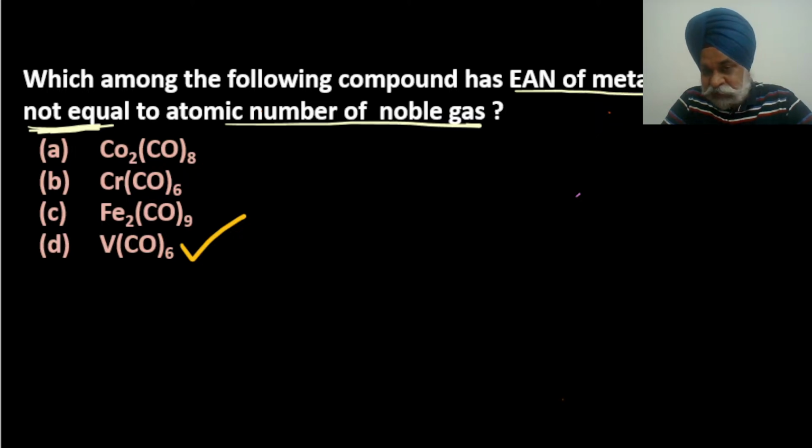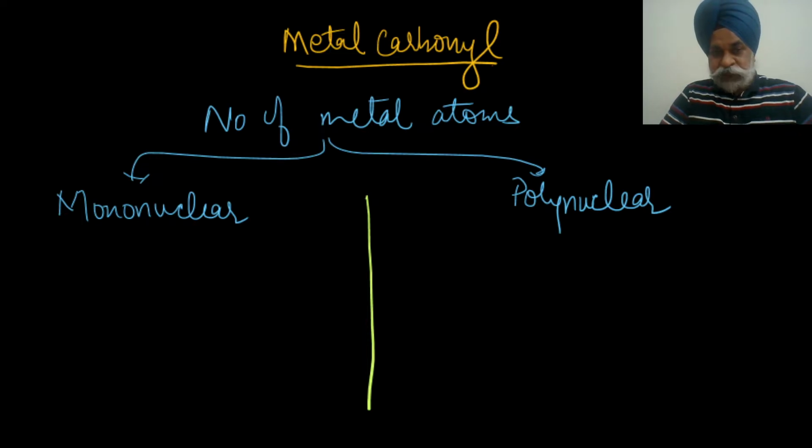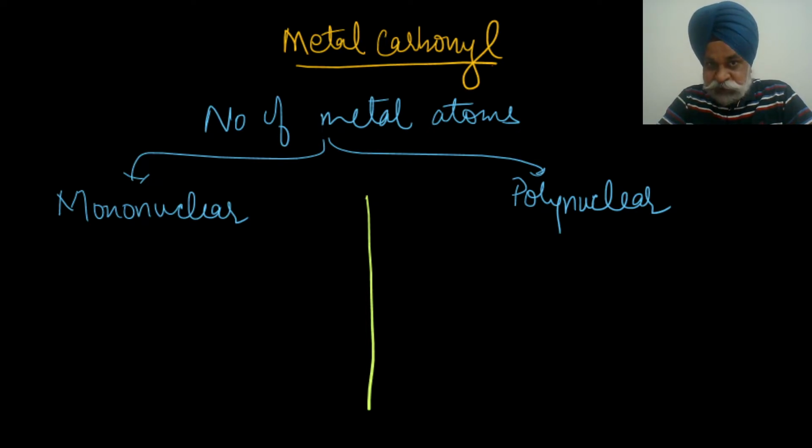Now let me explain something other than effective atomic number, in terms of structures, which is again very, very important to address here. As regards metal carbonyls, the classification of metal carbonyls is of two types. One is based on the number of metal atoms in the metal carbonyls. Second is when you talk about the structure of the carbonyl group, because carbon monoxide may act as a terminal ligand, may act as a bridge ligand, or in the metal carbonyls you may also get the metal-metal bond. So these two classifications are there, which we want to address here in this chapter.